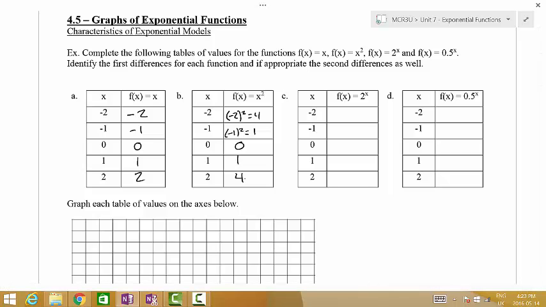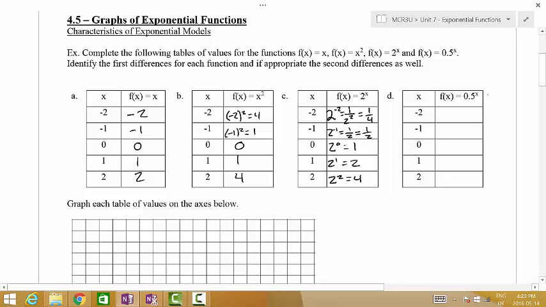Keep going. We have 2 to the negative x, 2 to the x, so the first one, 2 to the negative 2, or 1 over 2 squared, which is 1 over 4. Next we have 2 to the negative 1, or 1 over 2, so 1 half. 2 to the 0, remember anything to the power of 0 is 1. 2 to the 1 is 2, and 2 squared is 4.